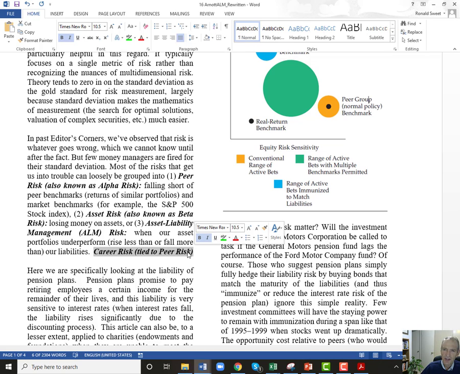And then the next year you get a new job and your friend asks you, how did you do? You say, well, my portfolio was down 12%. And they say, oh, well, did you get fired again? And you say, no, because my benchmark was down 15%. So I didn't get fired. I actually got a raise because I beat my benchmark. That's where peer risk and career risk are tied together. It's a bizarre world of finance.